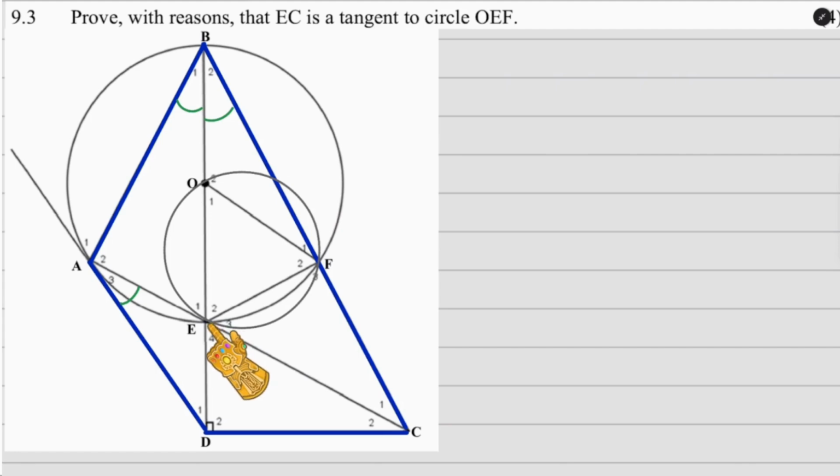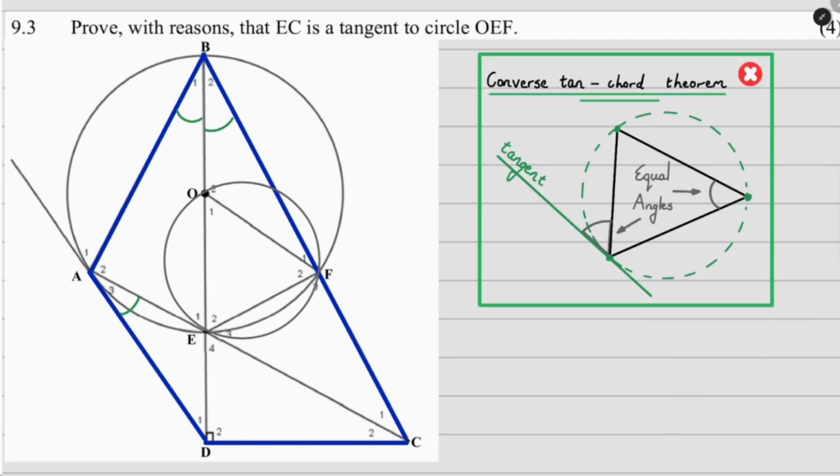And to prove that this is a tangent, we need to prove the converse tan chord theorem. What I actually need to do is prove that these angles are equal, and that will make this line a tangent to that circle. So in the context of our question, I would need to prove that angle E3 is equal to O1. And that will adequately prove what they are asking us to do. So I'm going to get rid of the circle and I'm going to start working on that.